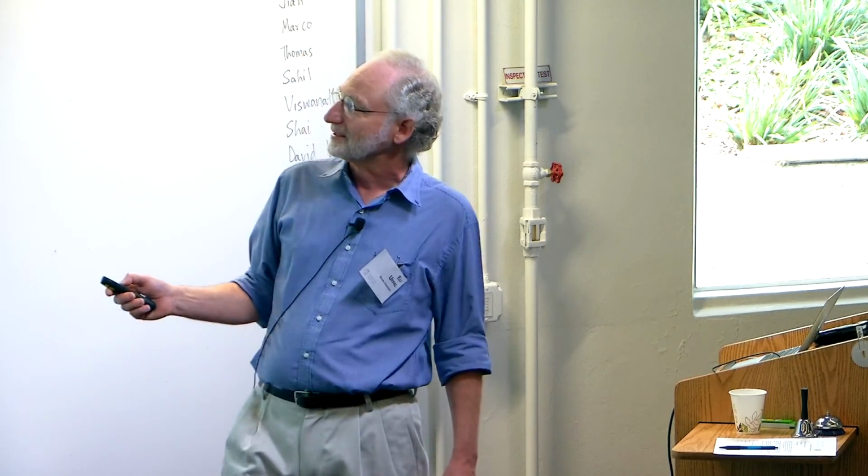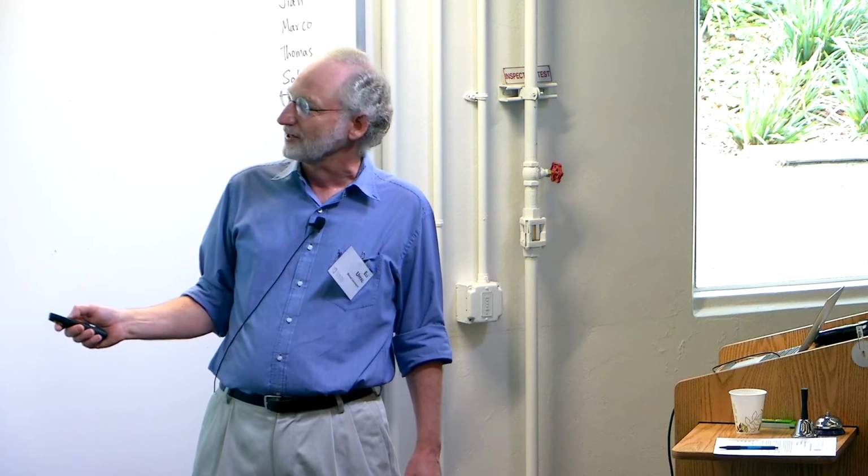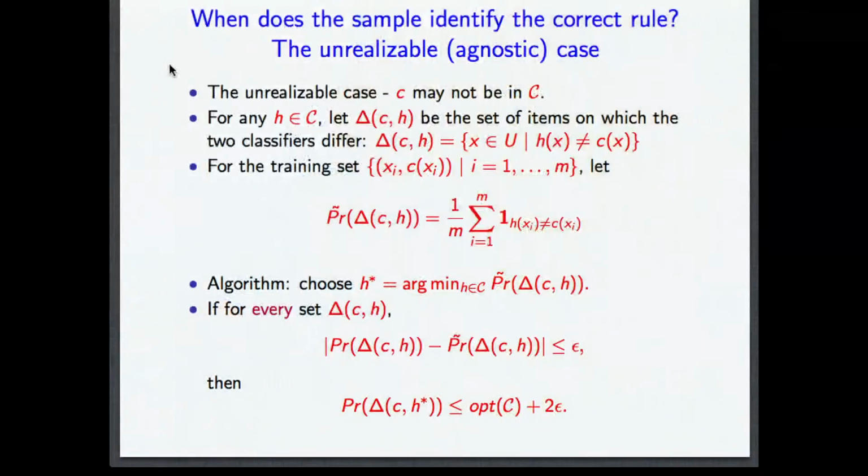So what do you do in the unrealizable case? For each concept, I look at the empirical error of that concept on my training set, and I want to choose the one that minimizes this empirical error. Now, if our sample estimates correctly, within epsilon error, all the events delta C, H, then we have enough information to find a concept whose error is no worse than the optimal plus 2 epsilon. Actually, I have to estimate each of them with epsilon over 2 in order to get error epsilon.